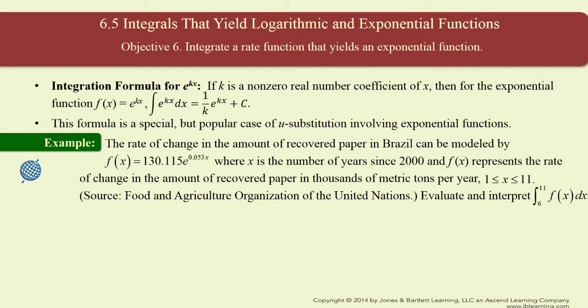In this example, we're given that the rate of change in the amount of recovered paper in Brazil can be modeled by f of x equals 130.115 e to the 0.053x. X is the number of years since 2000, and f of x is the rate of change in the amount of recovered paper, in thousands of metric tons per year. This is valid on the interval 1 to 11. Here we're asked to evaluate and interpret the integral from 6 to 11 of f of x dx.